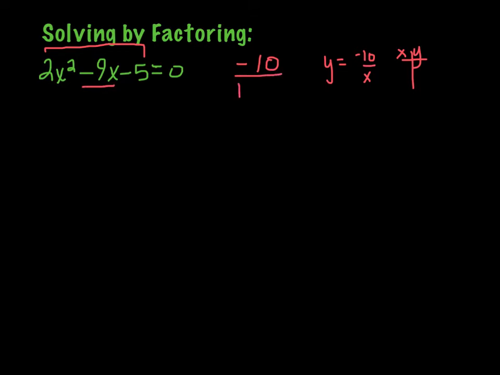So I'm going to do 1 and -10. 1 times -10 will give me -10, but 1 plus -10 will give me the -9. So I'm going to split the middle with those two factors. And I get 2x squared, but instead of the 9x, I'm going to do plus 1x minus 10x minus 5.